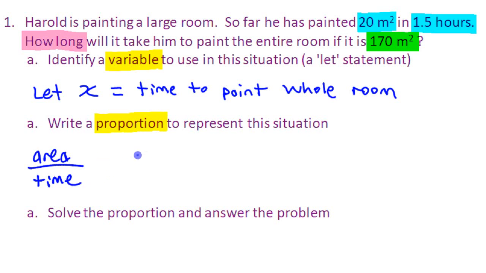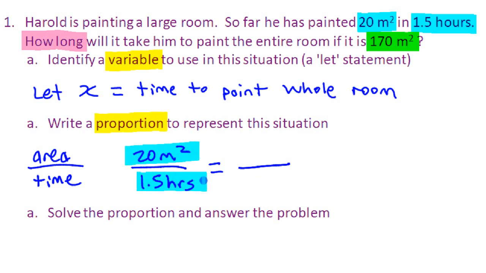Okay, so we're going to write. We know that you can do 20 square meters in 1.5 hours. This is a very large room, actually. 170 square meters is a very big area, so it's a large room. But we know that's going to be equal to. Where's the unknown here? Like, what's the other number? This is the two things I've highlighted in blue up there. But then, where does the green one go? Up here? Down here? How do you decide where it goes?